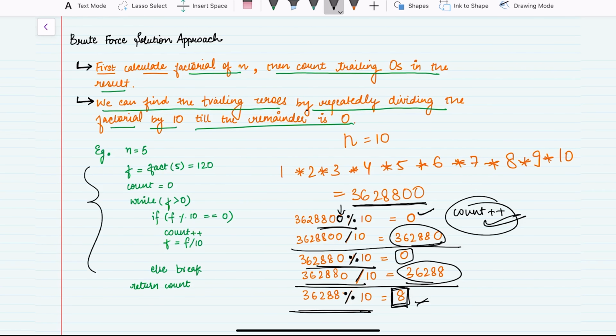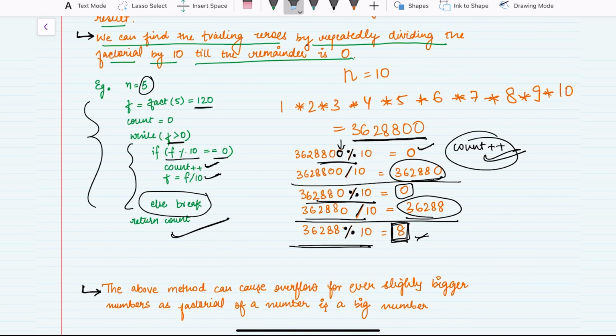This is what is written in this snippet: we have got the factorial as 120 when n is 5. We will run our loop till this factorial is greater than 0. If f mod 10 is equal to 0, we will count it up and divide f by 10. Else if it's not 0, we will simply break because we do not care what is there on the left, and we will return the count.